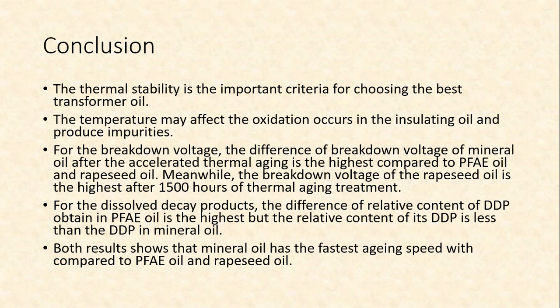For the dissolved decay products, the difference of relative content of DDP obtained in palm-based oil is the highest, but the relative content of its DDP is less than the DDP in mineral oil. Both results show that mineral oil has the fastest aging speed compared to palm-based oil and rapeseed oil.